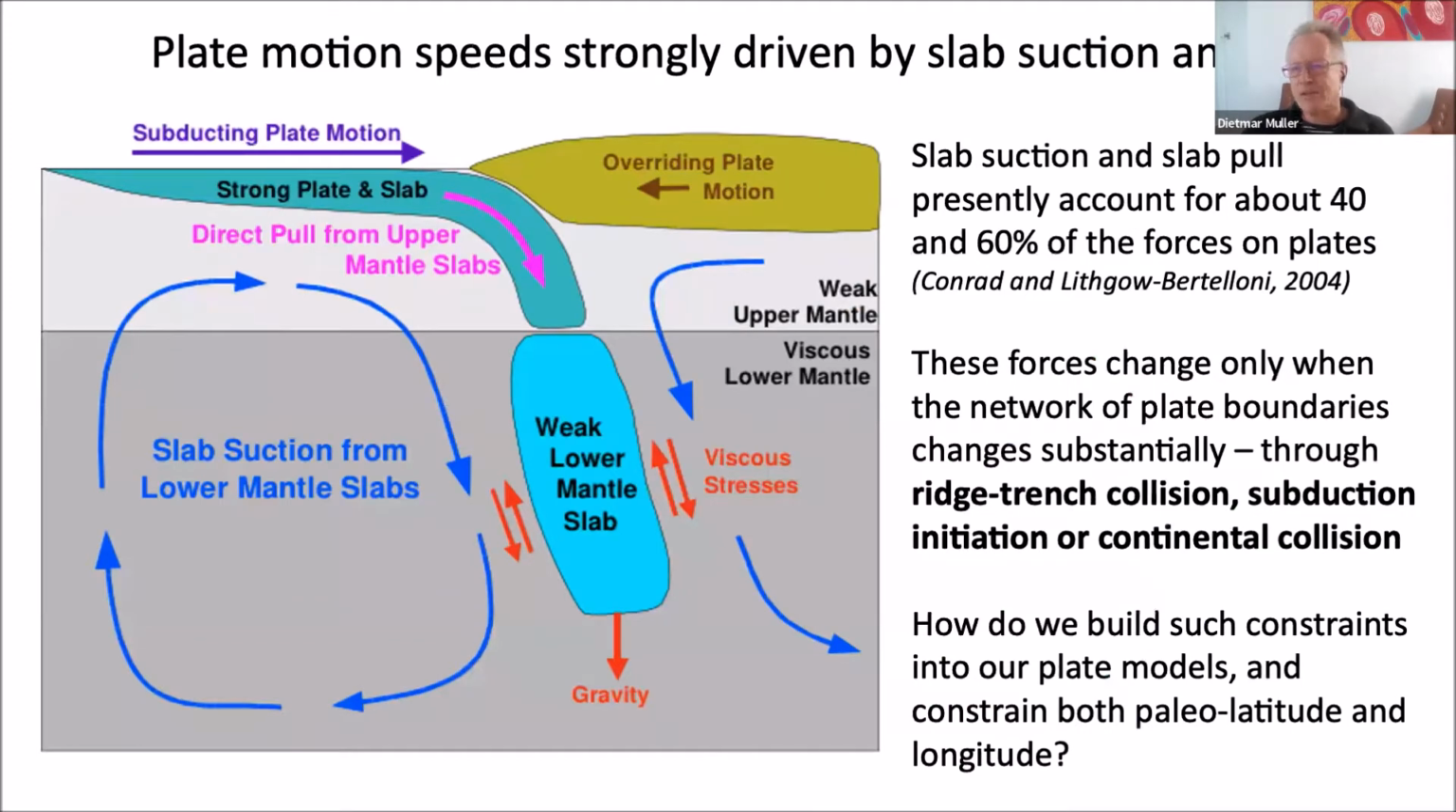Now, plate motion speeds are strongly driven by slab suction and slab pull. Presently, slab suction and slab pull account for about 40 to 60% of the forces on plates. These forces change only when the network of plate boundaries changes substantially, for example, through ridge-trench collision, subduction initiation, or continental collision. And so the question is, how do we build these geological or geodynamic constraints into our plate models?